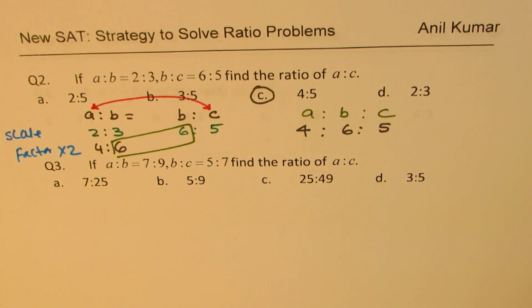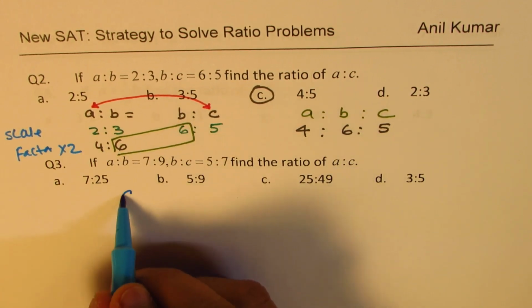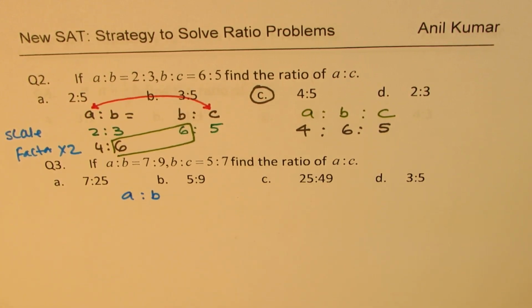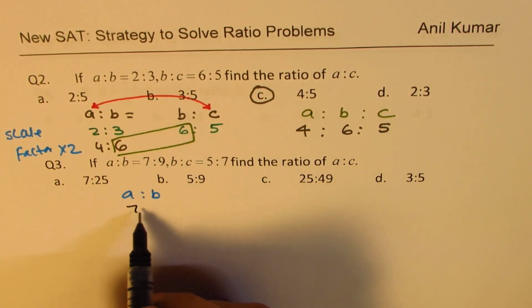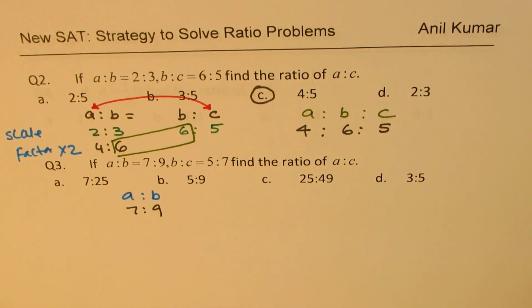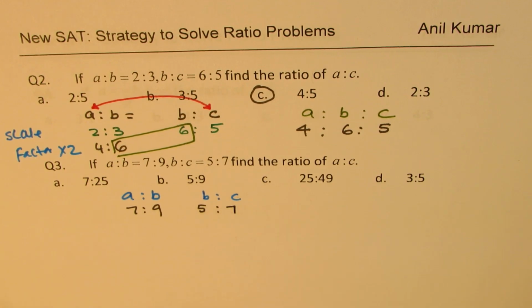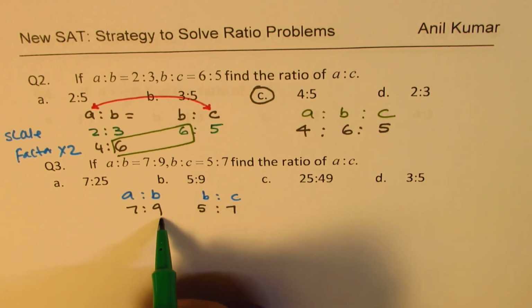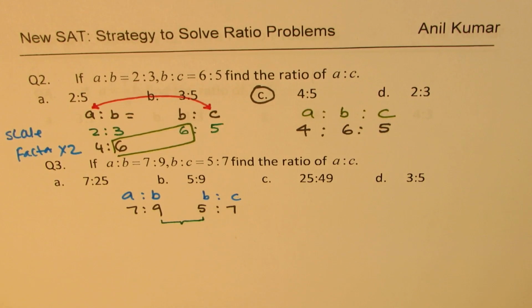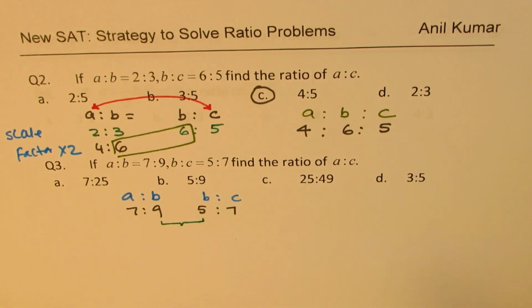Okay, here let me begin slowly. So I have A is to B, and these numbers for me are 7 is to 9. And then I have B is to C, as the numbers are 5 and 7. So the idea here is to make these two same. Correct? So what could I do? Well, I could make both of them as 45. That is the trick, correct? So I could make both of them as 45.